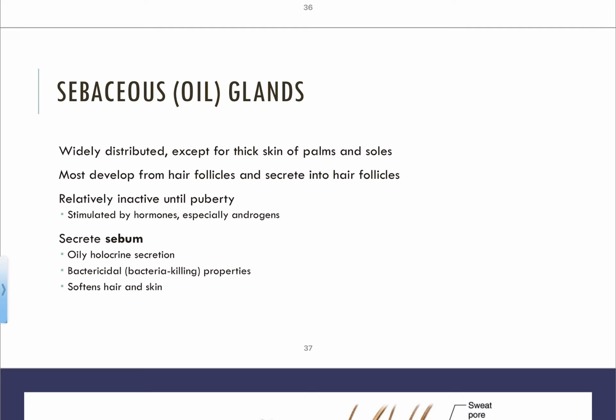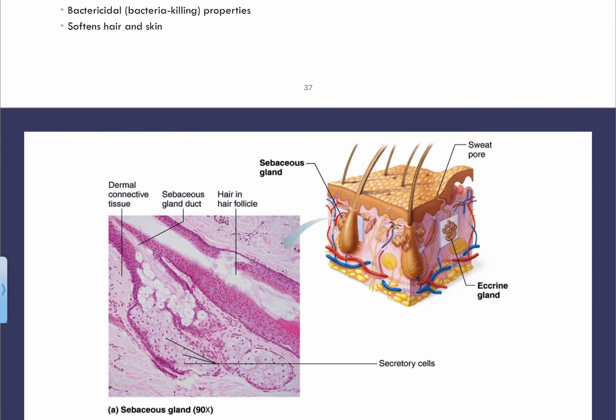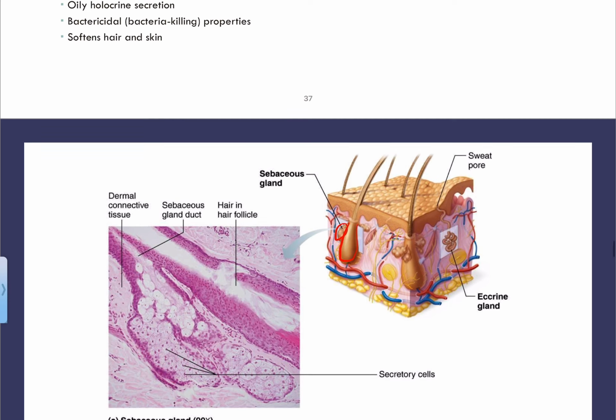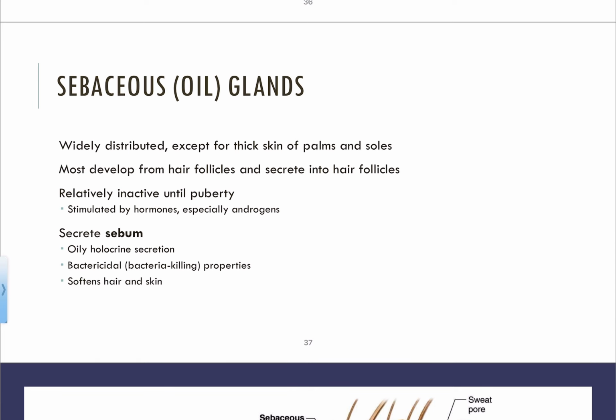Most of them develop from hair follicles, some from a pore, and they secrete their substances typically into hair follicles. So when we look at the image down here, we can see that the sebaceous gland is always associated with a hair follicle down here. They're pretty much inactive until we hit puberty. And then once we hit puberty, we're going to stimulate them by the male sex hormones or androgens to become active. And again, they're going to secrete sebum, which is just an oily substance.